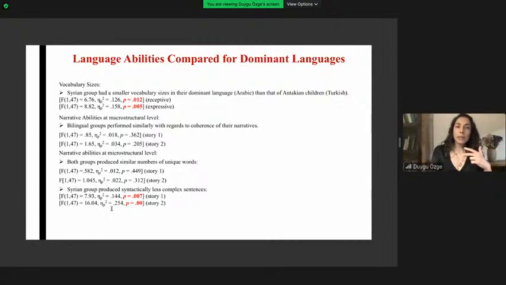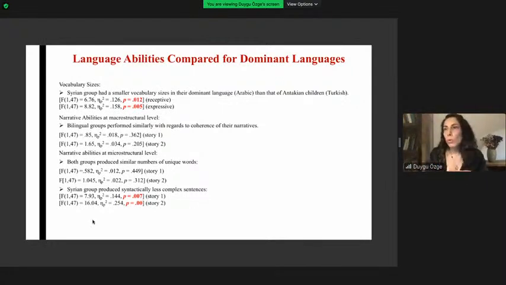When we also compare the Syrian group to the Antakyan group with respect to their syntactic complexity in complex sentences in their dominant language, we see again that the Syrian group was at a disadvantage. So from this slide, we can conclude that Arabic abilities of Syrian children are diminishing with respect to their vocabulary size and syntactic complexity. Vocabulary size is most of the time correlated with syntactic complexity in development. I mean, if you test the child in their vocabulary size, you can predict how they will perform in syntactic complexity measures. So they are correlated in general, and we see a similar pattern here.